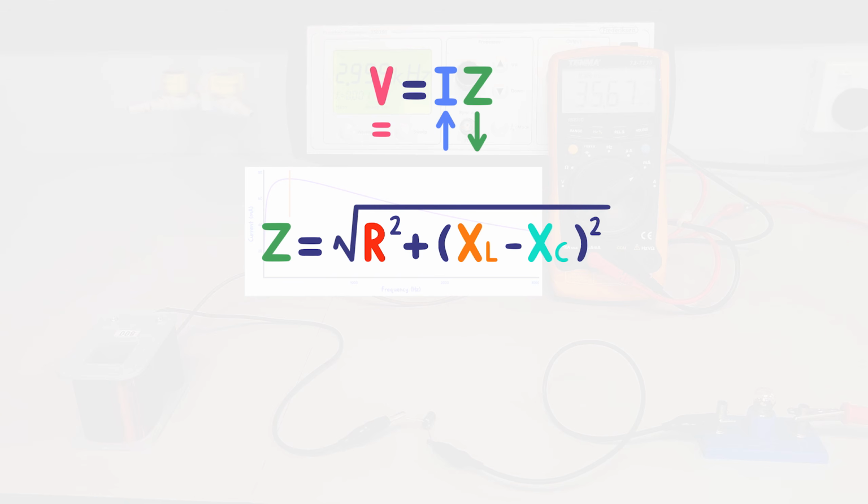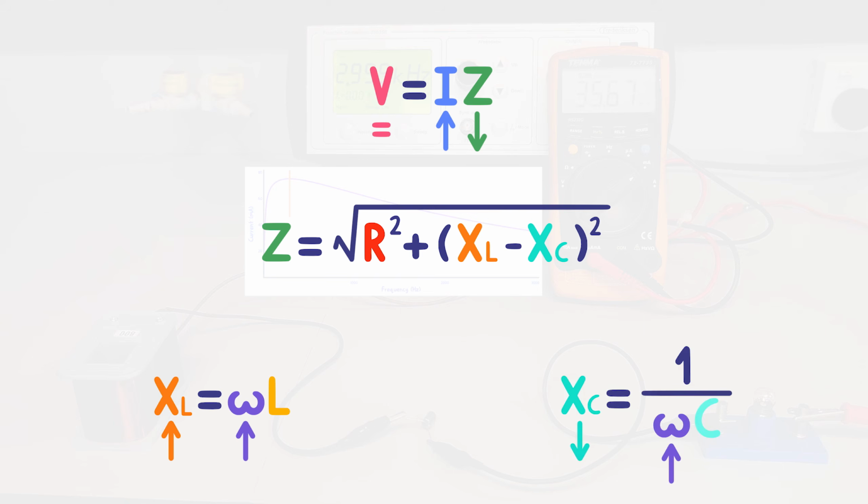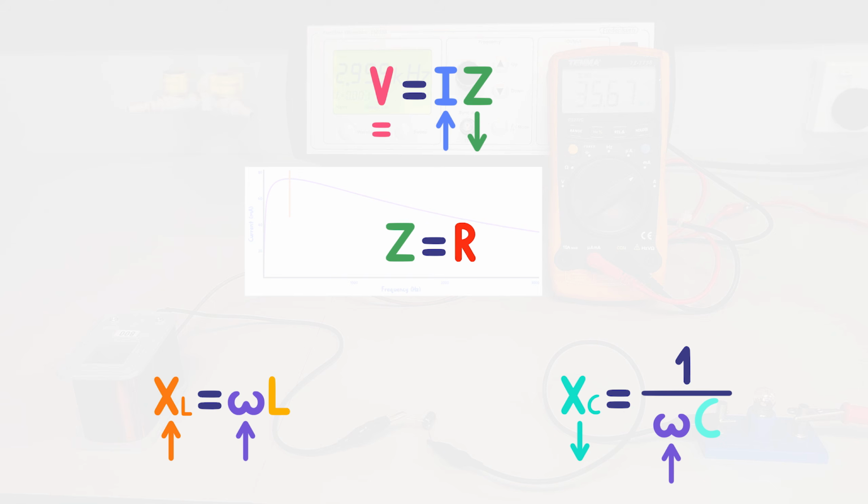To explain this, recall that the source voltage, which we're keeping constant, is equal to the circuit impedance multiplied by the circuit current. For there to be a maximum current, there must be a minimum impedance. Impedance is equal to the square root of the resistance squared, plus the inductor reactance minus the capacitor reactance, squared. Because inductor reactance increases with frequency, while capacitor reactance decreases, there exists a particular frequency where the two are equal, and the total reactance is 0. Under these conditions, the impedance is at its minimum, equal to the resistance, and the current is consequently at a maximum. We call this effect resonance, and the associated frequency the resonant frequency.